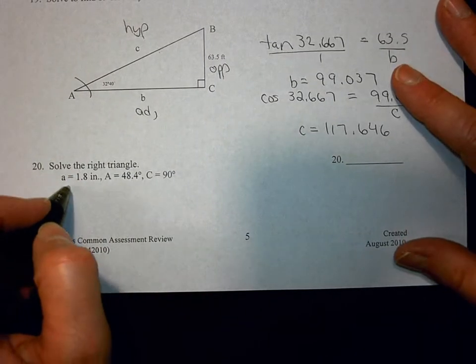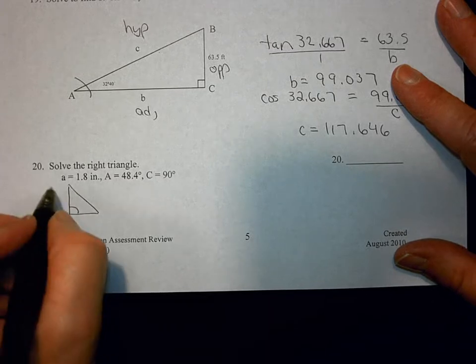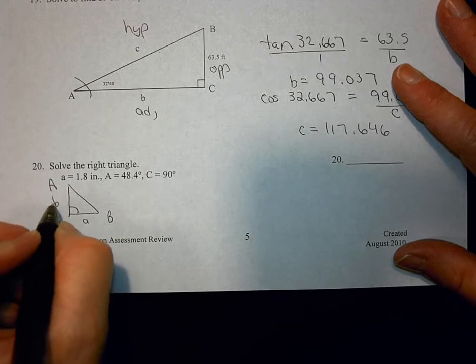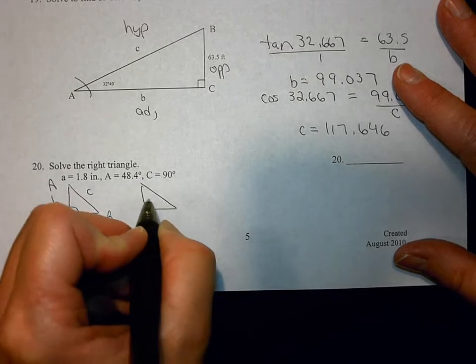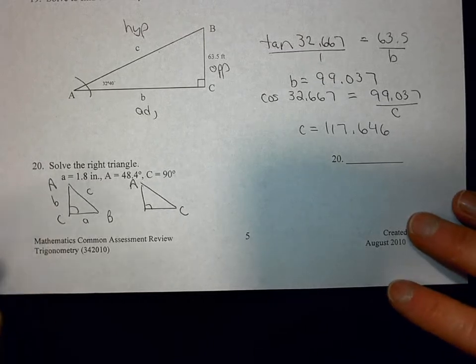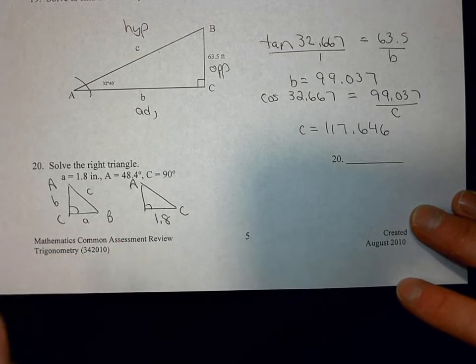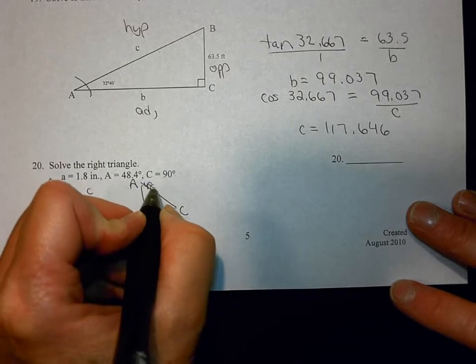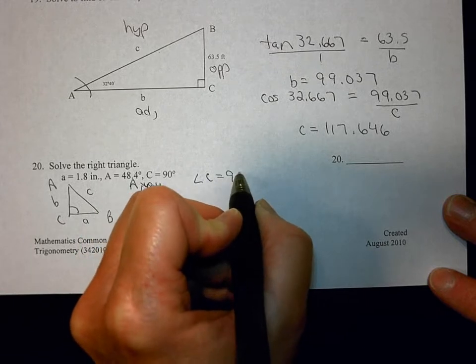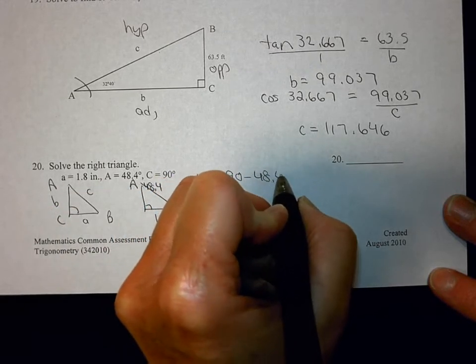Okay, solve the right triangle. Remember, you fill in what you know based on your picture. So if this is A, this is B, and this is C, this is little a, this is little b, and this is little c. So in the case of this triangle, we have to fill in the little a of 1.8, the angle A of 48.4. Okay, don't forget angle C is just going to be 90 minus 48.4.